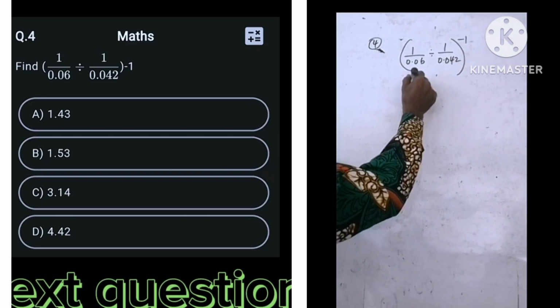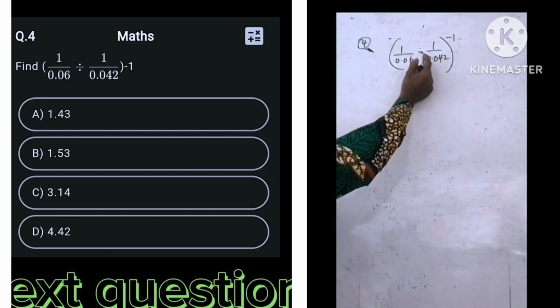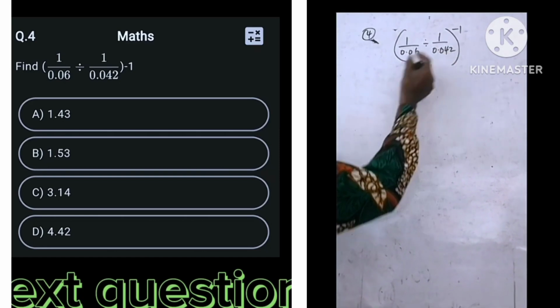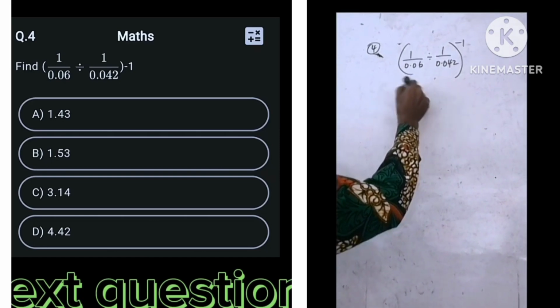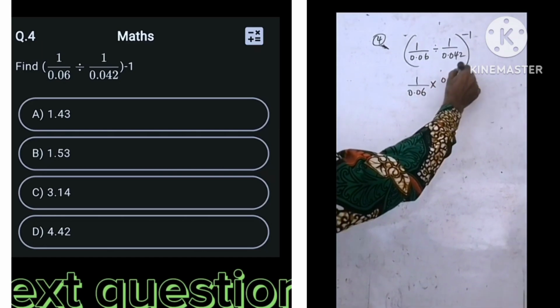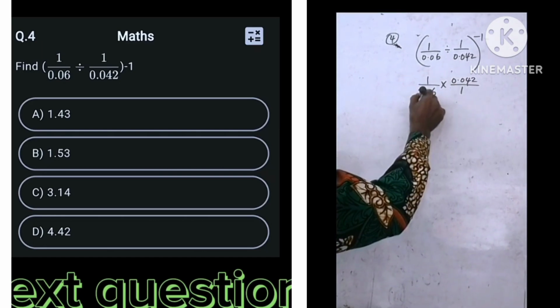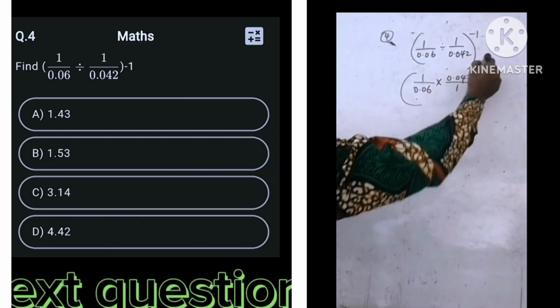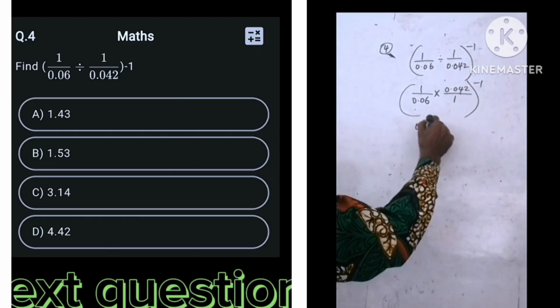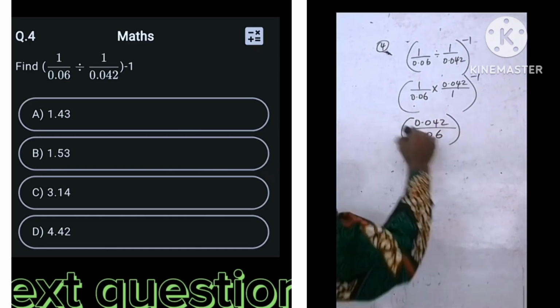this division will change to multiplication. That means this will go up, this will come down. So what we have now becomes 1 over 0.06 times 0.042 divided by 1. So if we multiply this, it will give us 0.042 divided by 0.06 bracket raised to power 1.